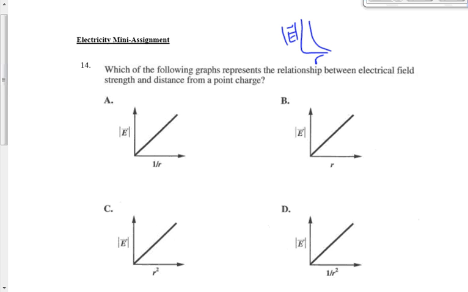Which one can we eliminate right away? With what we have up on the board right now, which one can we eliminate? Colin? B. Okay. If E versus R is supposed to be curved downwards, well, then it's certainly not going to be a straight line. So that gives us a 33% chance now.